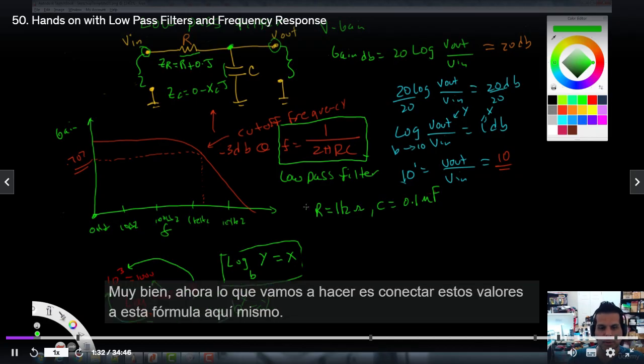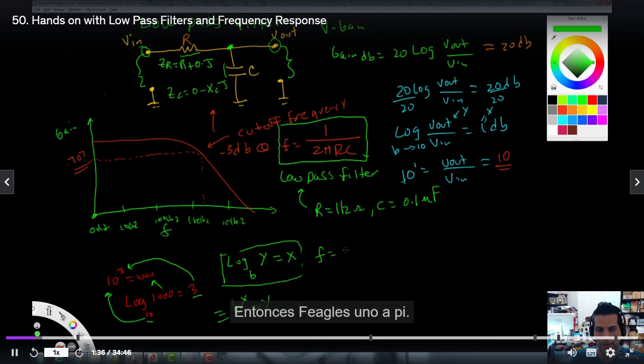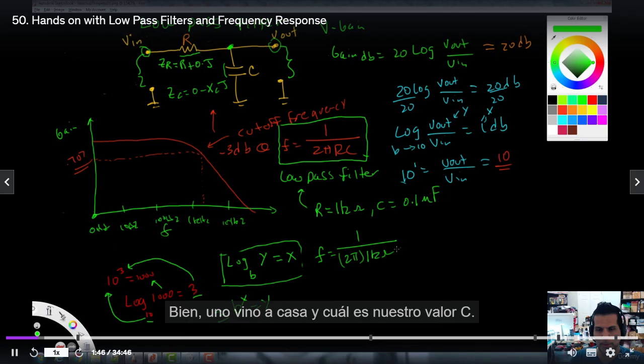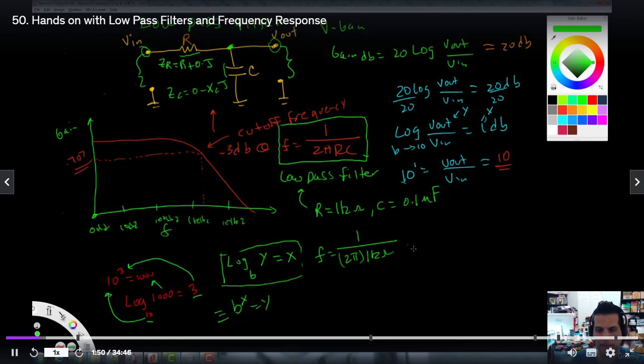All right, so now what we're going to do is plug these values into this formula right here. All right, so F equals 1 over 2 pi. There's always a 2 pi in here. All right, and then R, and what's R? It's 1K. Okay, so 1K ohm. And what's our C value? It is times 0.1 microfarad.